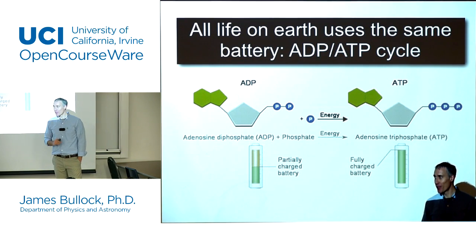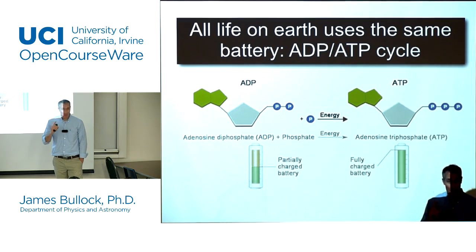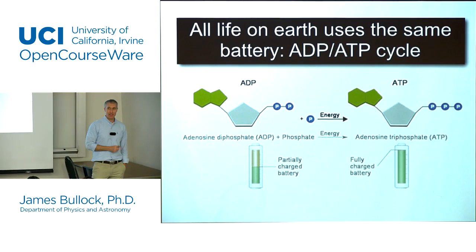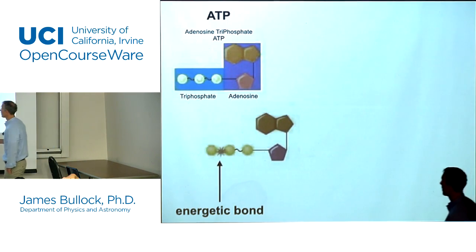Now, if that doesn't tell you that there's some kind of common ancestor for all life on Earth, I don't know what will, right? We all use exactly the same battery. Now, how does this work?